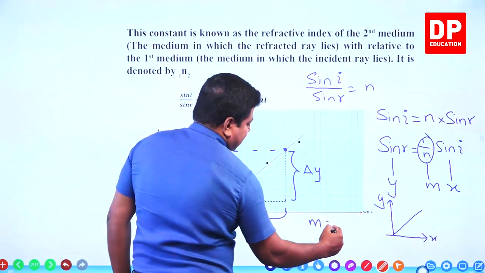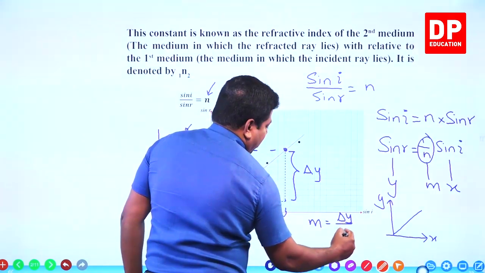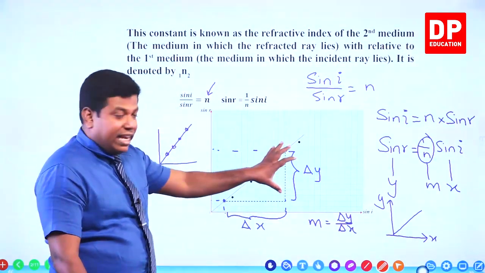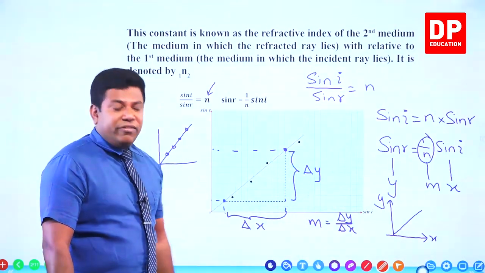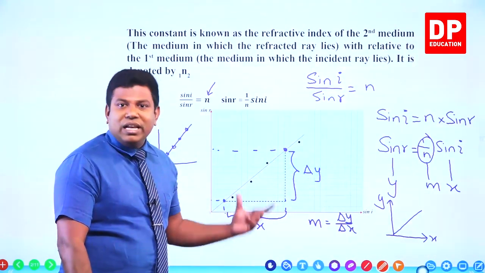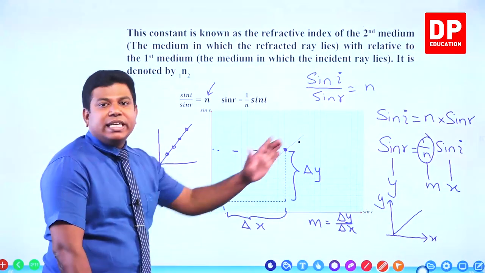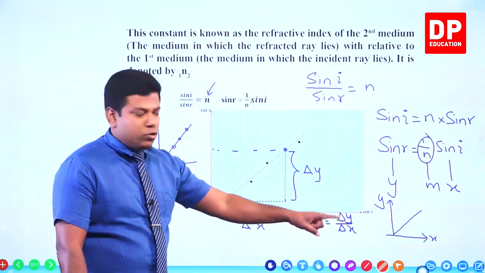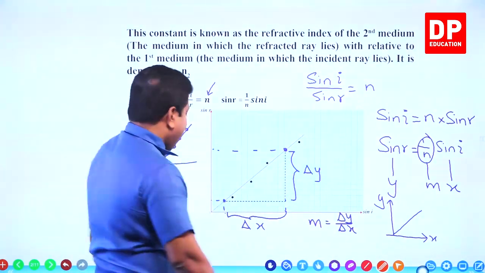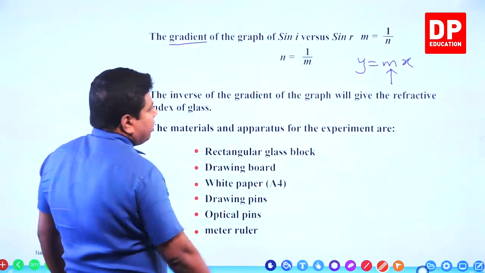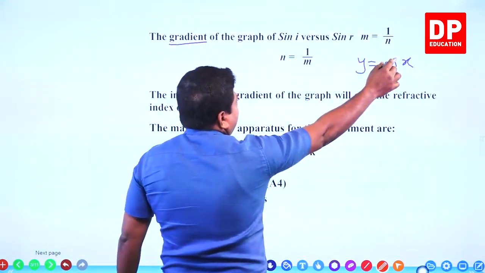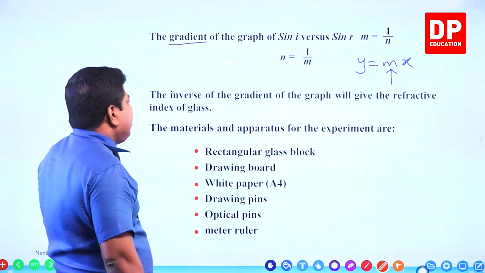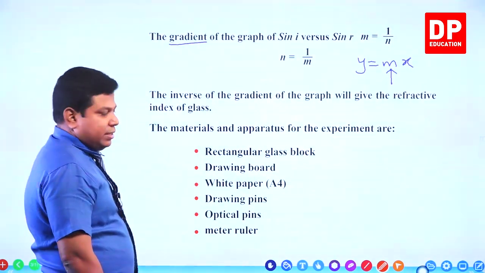Gradient can be written as delta y over delta x. That means the difference in y coordinate divided by difference in x coordinate will give you the gradient of a straight line. That is what is m. And that m has to be equal to 1 over n. Look at this. M has to be 1 over n. So, n will be 1 over m. The inverse of the gradient of the graph will give the refractive index of the glass.